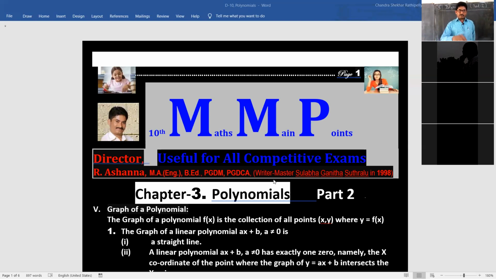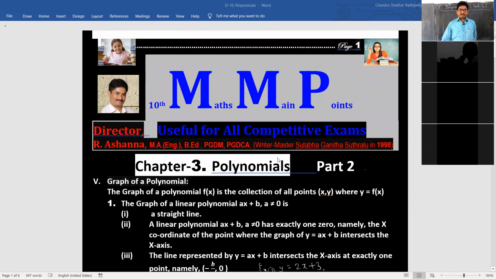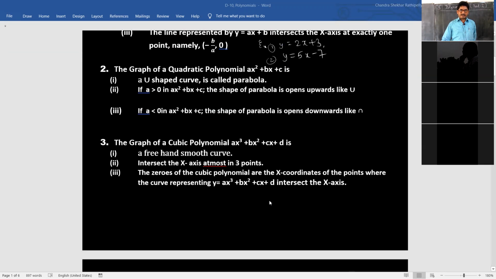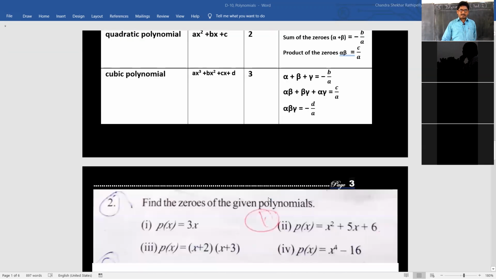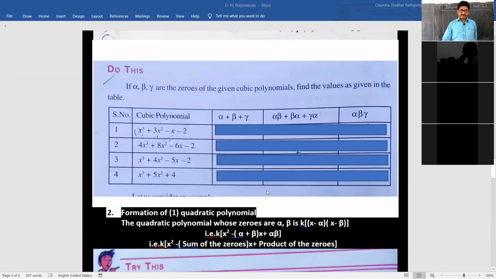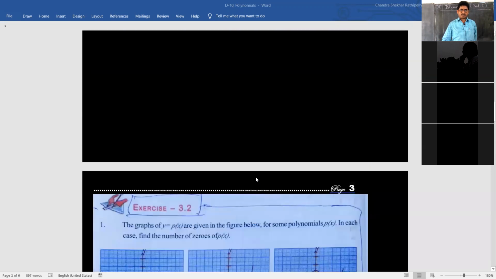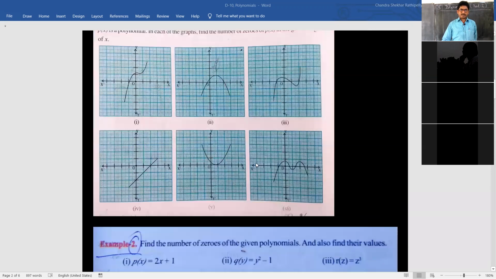So children, like this you revise daily. Also, you didn't send what I sent, MMPT on these concepts, MMPT 8. Yesterday, today morning I sent MMPT 8. So you write and send.